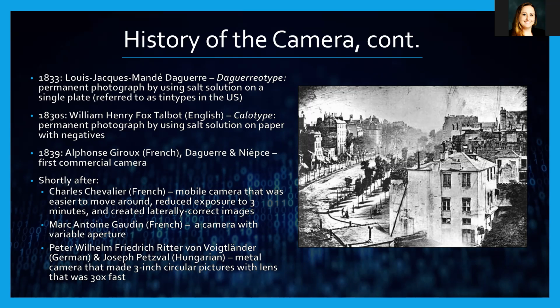This allowed for duplicates to be made, unlike Daguerre's, which required a second photo of the original photo to be taken and then processed. Talbot's process also allowed for printers to change the image by retouching it, forming the basis of photography today. The first commercial photographic camera was created by Alphonse Giraud in 1839.